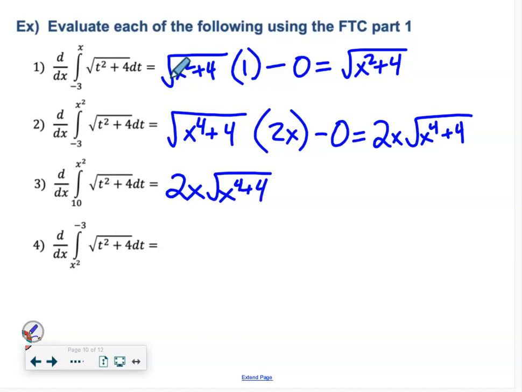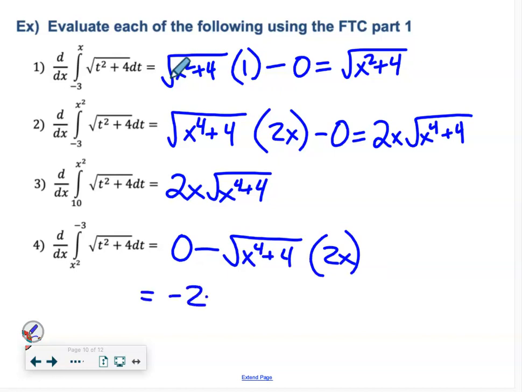All right. And then this last one, so the constant goes to 0, but it's first. There's actually two ways you could think about this. You could reverse your limits and put a negative in front, right? Or you could just think of this as 0 minus and then do this guy. So square root of x to the fourth plus 4 times 2x. So this one ends up being negative 2x root x to the fourth plus 4.